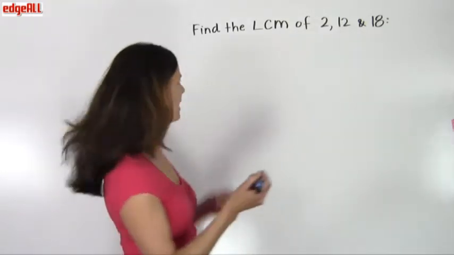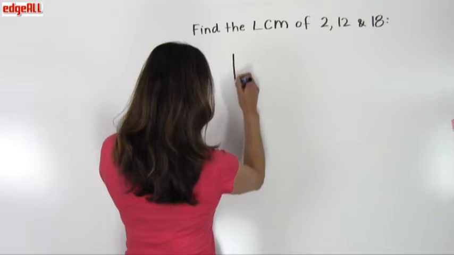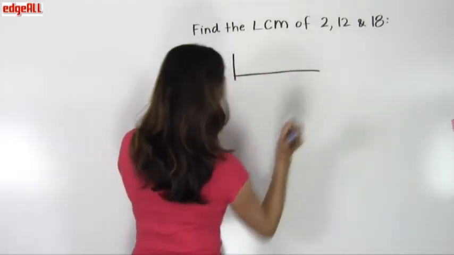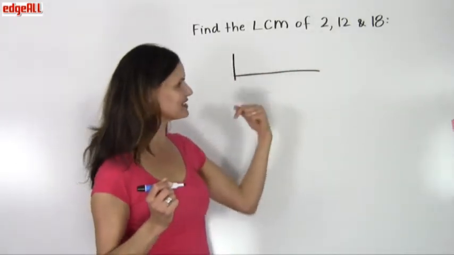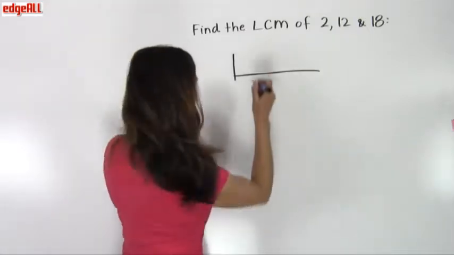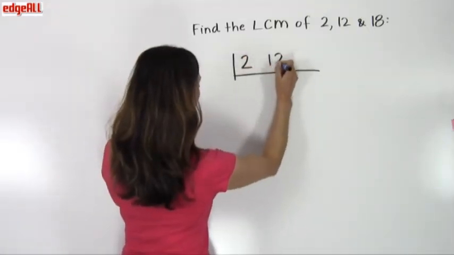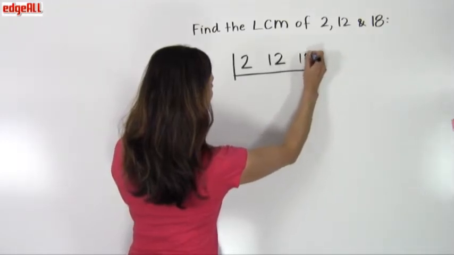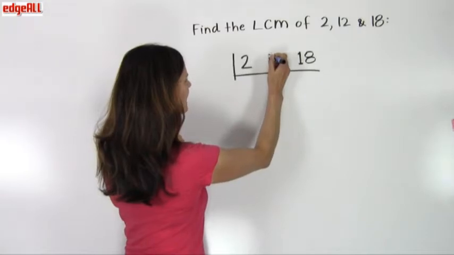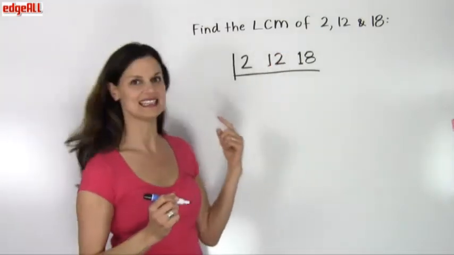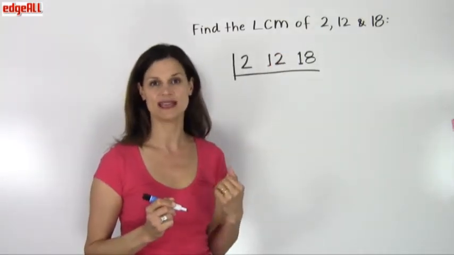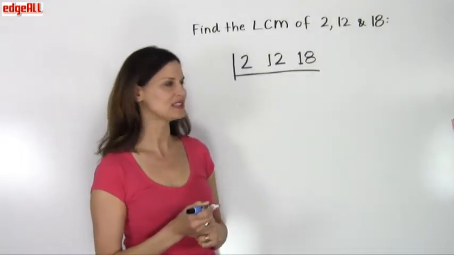So in the ladder method, we start with an L shape. And we place our three numbers inside of that L shape. So I'm going to put the 2, the 12, and the 18 inside the L shape. And I'm going to keep in mind that I am trying to find the least common multiple of these three numbers.